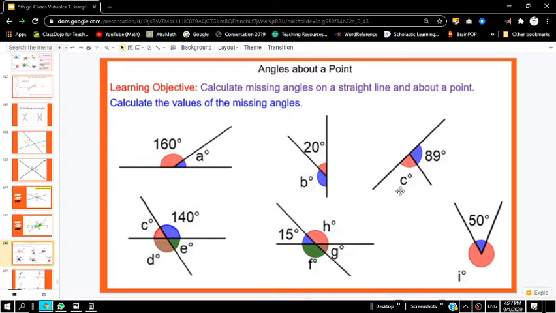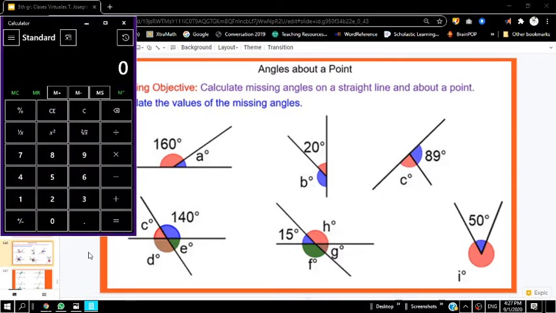Let's just say, for example, let's try to find letter C. If we wanted to do that on the calculator, we could even do that. We could just take 180 minus this degree from this angle, 89, and we'd come up with 91. This is a 91 degree angle, okay? Doesn't really look to scale, but that's how it would be because these are complementary angles.